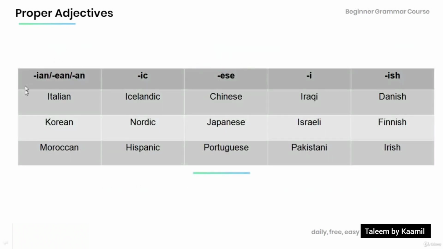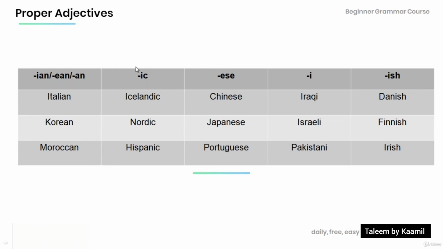Let's have a look at the table below. Now, proper adjectives that are derived from proper nouns and end in IAN, EAN, or AN are as follows. Italian, derived from Italy. Korean, Korea. Moroccan, Morocco.